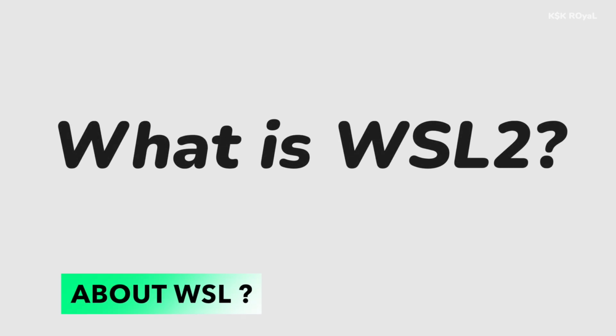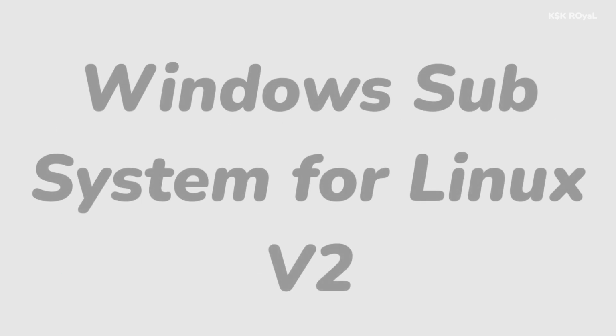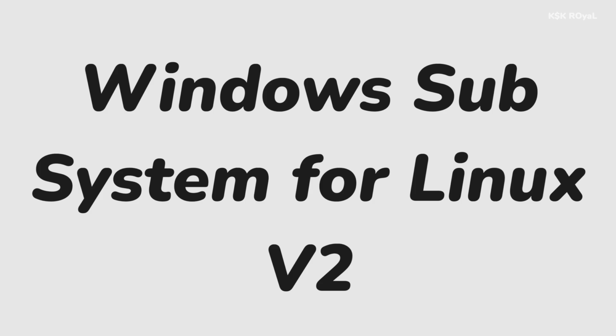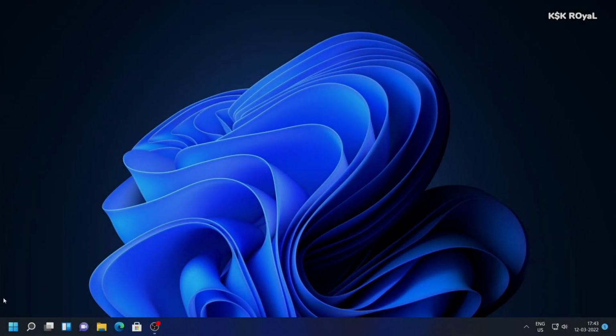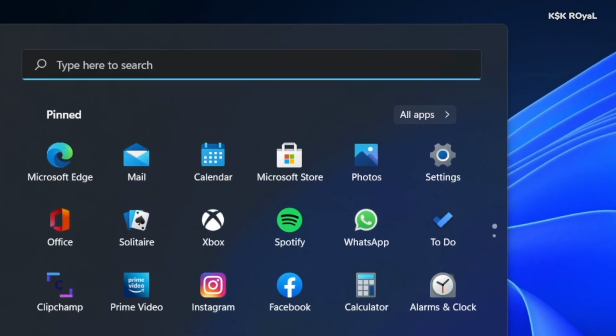For those who don't know, WSL2 stands for Windows Subsystem for Linux version 2. You can think of it as a Linux environment that has a kernel compiled by Microsoft and optimized for Linux distributions. This way you can run Ubuntu, Kali, openSUSE and more inside Windows 11 as a part of the application. But with the help of WSLg, you can even run Linux GUI applications inside Windows 11. Compared to VirtualBox or VMware, WSL2 is much faster and quicker.